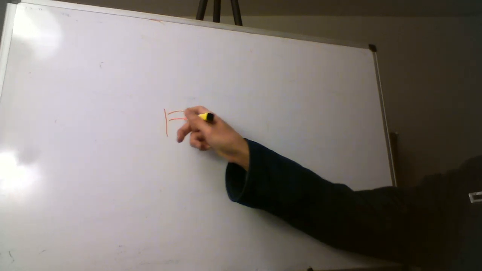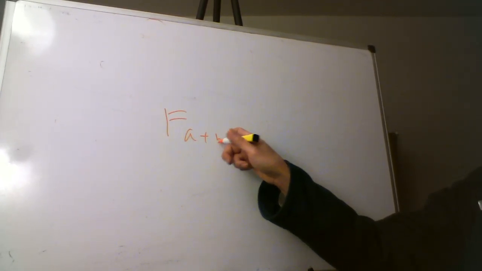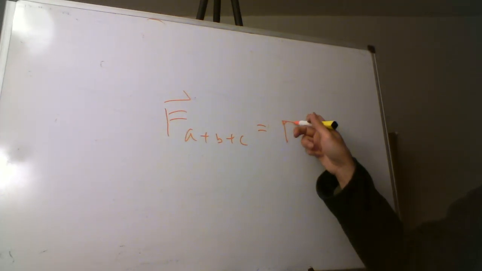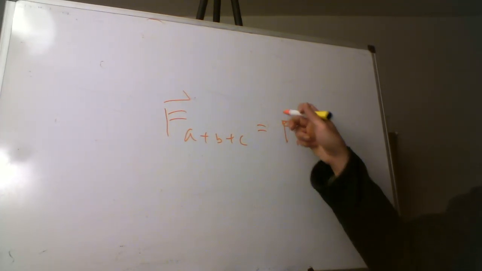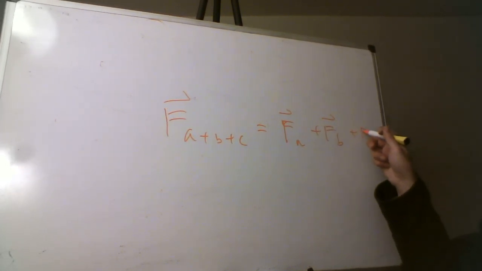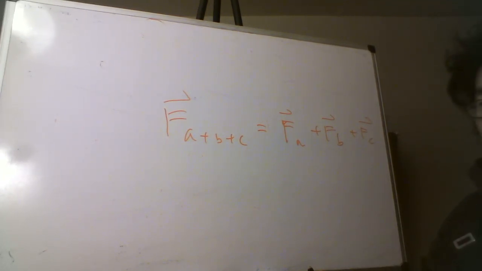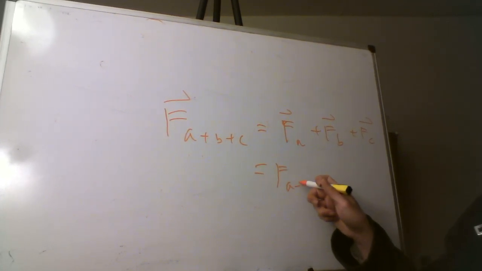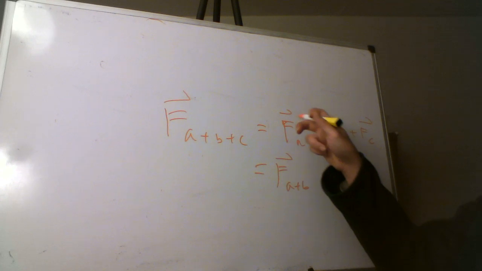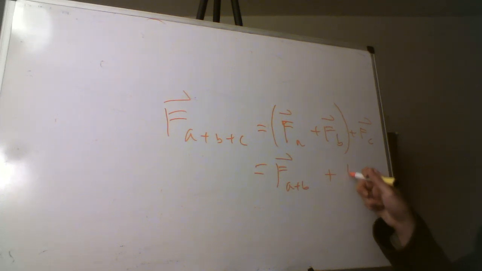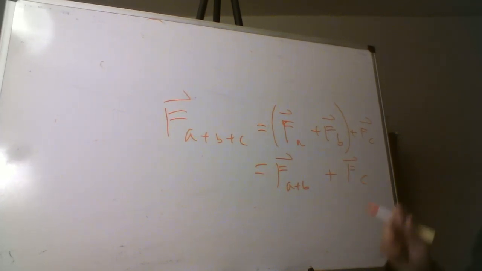So f of a plus b plus c, we are doing the vector summation, okay? It's f of a plus f of b plus f of c, vector summation, which is equal to f of a plus b. We are adding these two vectors together first. The law of association, alright? Plus f of c, okay?